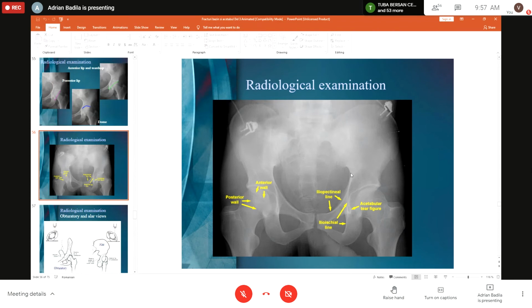Another example, here we have the iliopectineal line. It's a normal pelvis here. This is the ilioischial line. Here we have the radiological U, or the teardrop. This is the posterior wall. This is the anterior wall of the acetabulum.